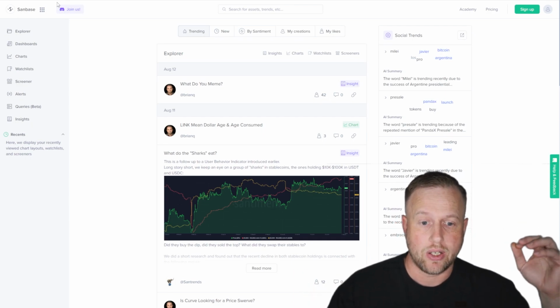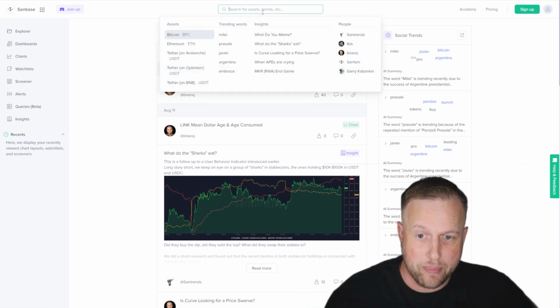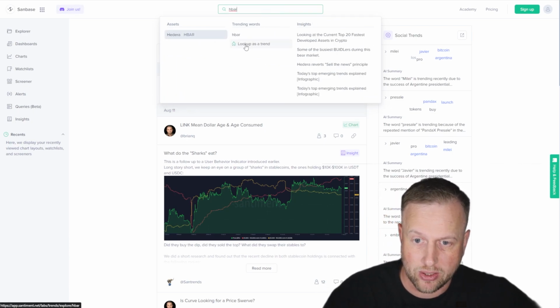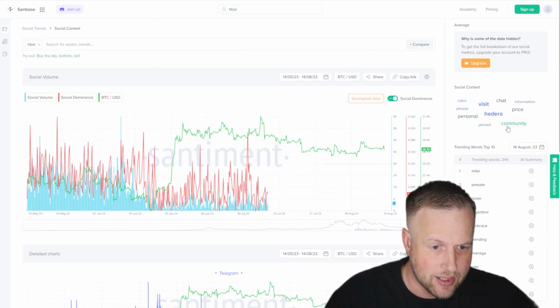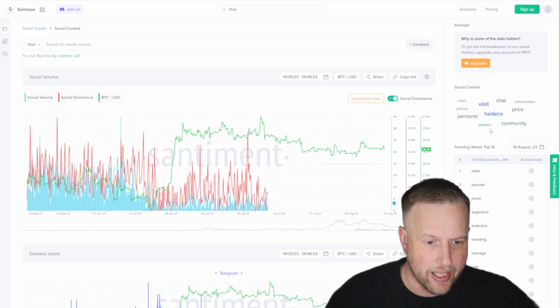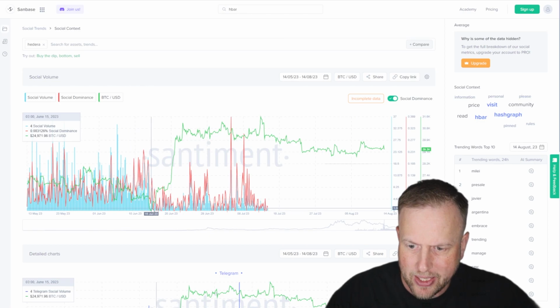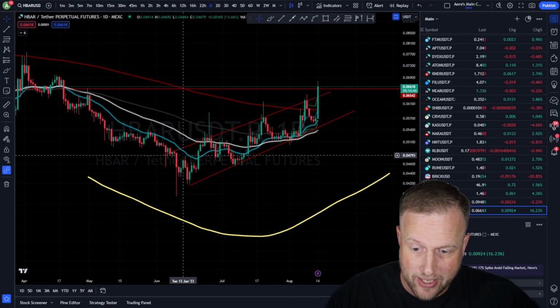So here you can actually dissect what is going on with that particular coin. So HBAR in the search bar up top, there it is. Let's look up as a trend. Here we go. And here's the social context around it. It'll give you an idea of why it is trending. So Hedera, chat, information, price, community, rules, right? Click on Hedera. You can see that it has just started skyrocketing as of the 15th of June. And look what happened on the 15th of June.